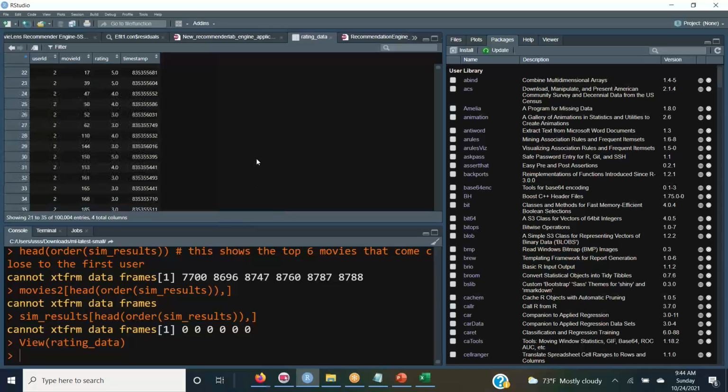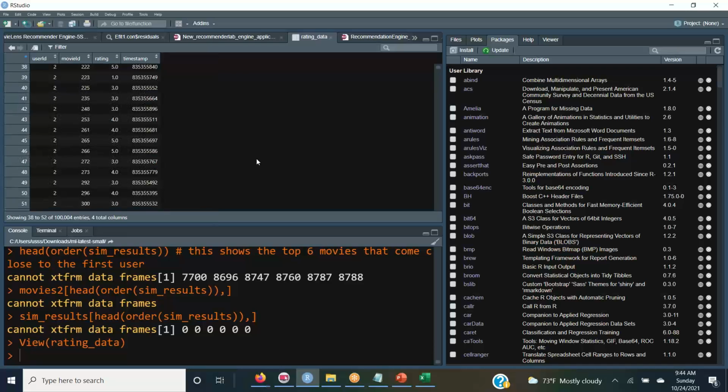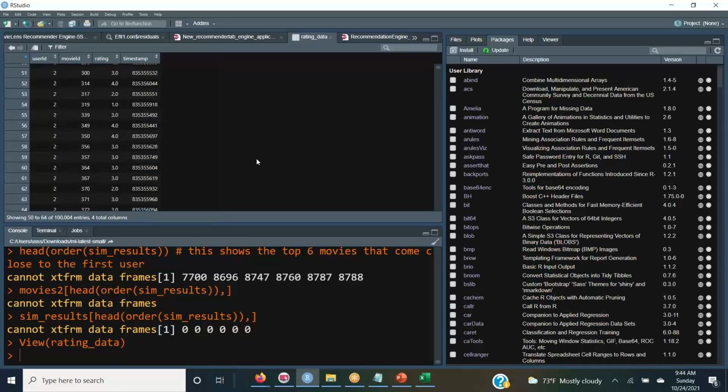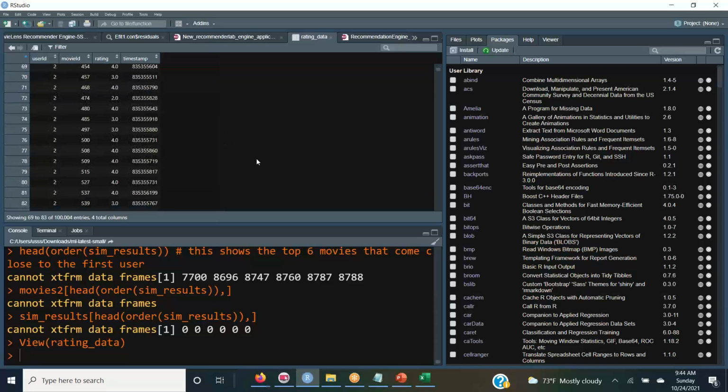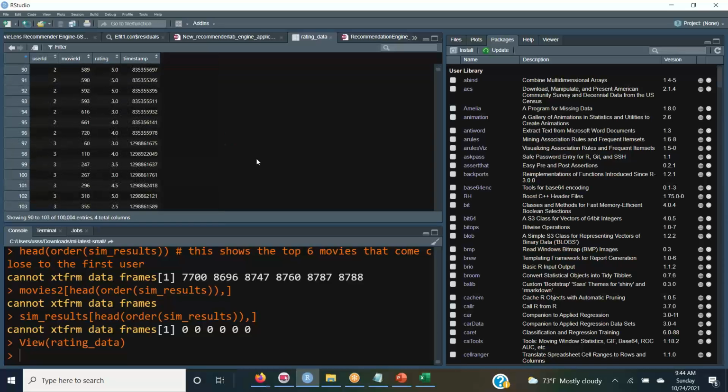There are 20 ratings by user 1. And how many ratings by user 2? Can you figure out from these two numbers? Okay, it keeps going. How many ratings do you already get? Up to 96. 96 minus 20, so 76. 76 ratings have been given by the second user.